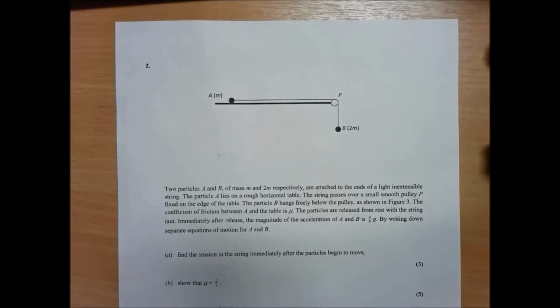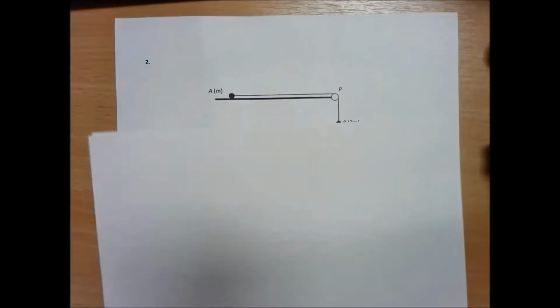Right, question 2 is a connected particle question. We have the diagram as shown there. It's a light inextensible string around a smooth pulley. So as with question 1, the first thing I'm going to do is draw my own diagram and put a bit more onto it.